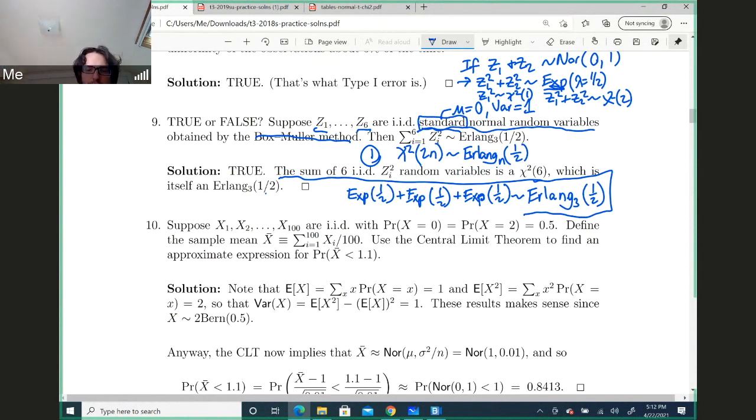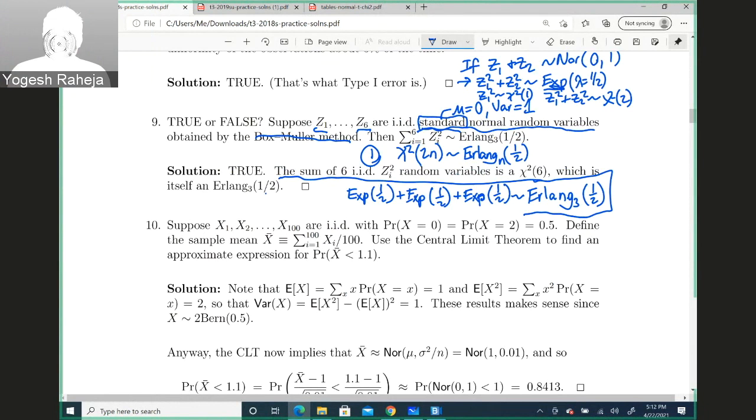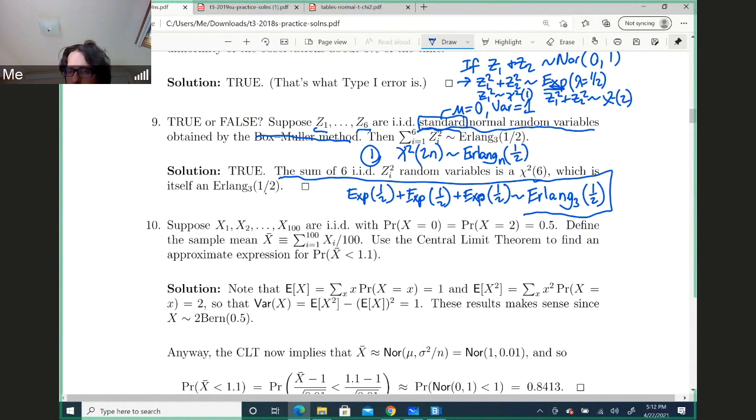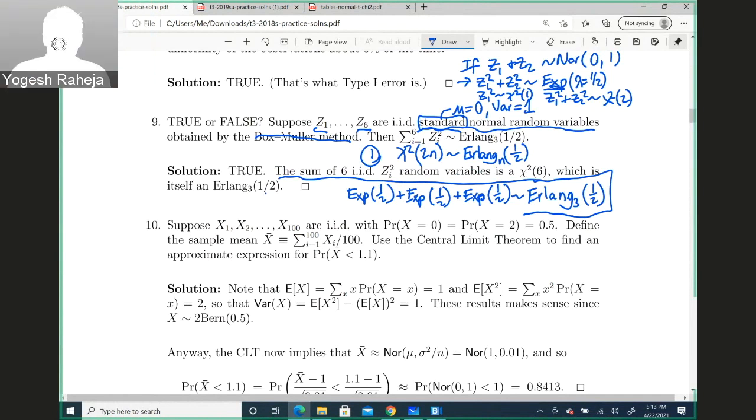Okay, so Erlang plus normal is not a defined distribution. It's not a properly defined distribution. Wait, are you asking if the Erlang distribution is not properly defined? No, I'm saying that Erlang plus a standard normal distribution is not properly defined. Yeah, I don't think there's a fancy name for that.